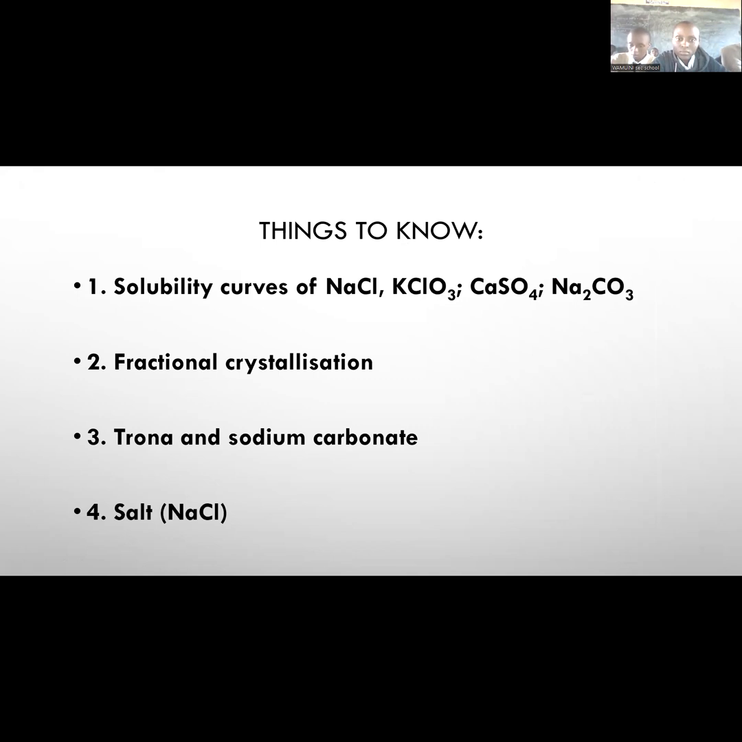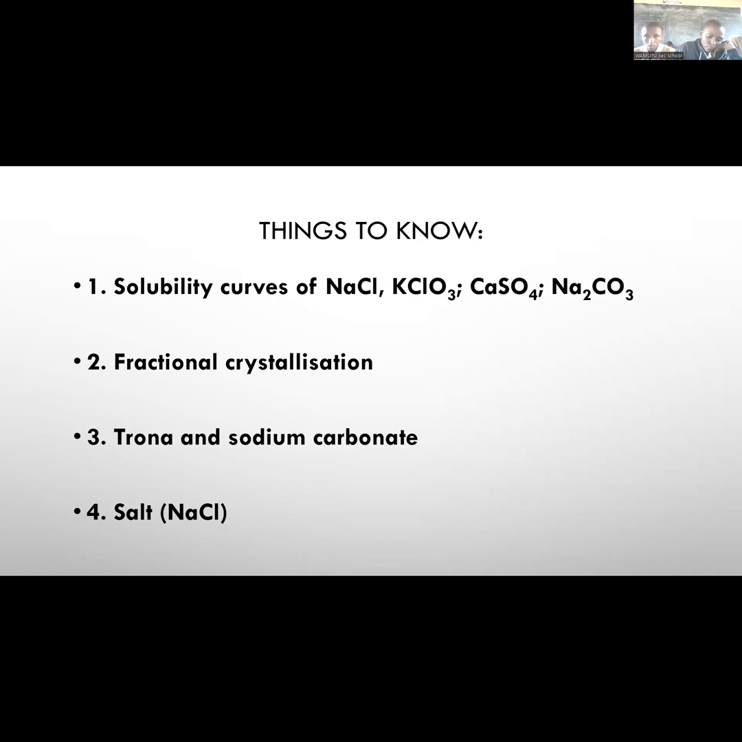Now, there are some things which the syllabus tells you that you need to know, and I'm going to tell you about this now. The first thing is you need to know the solubility curves, and I'm going to ask you to sketch them so you can remember them. You can sketch them all on the same axes: sodium chloride, potassium chlorate, calcium sulfate, and sodium carbonate.